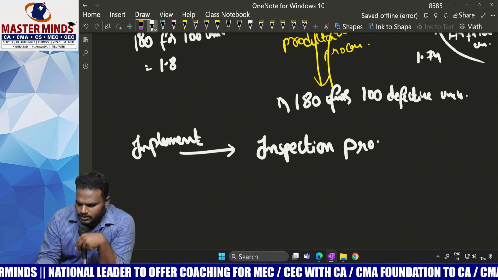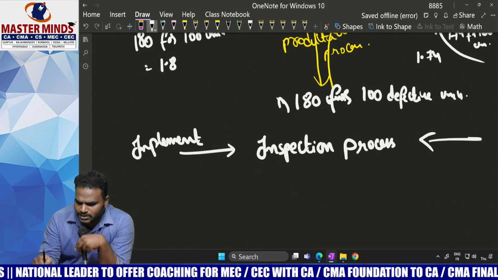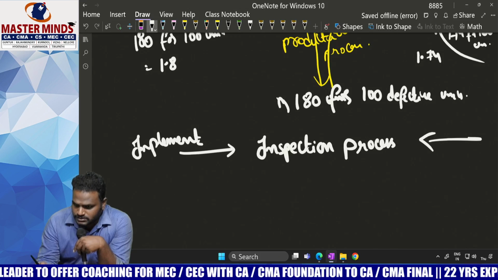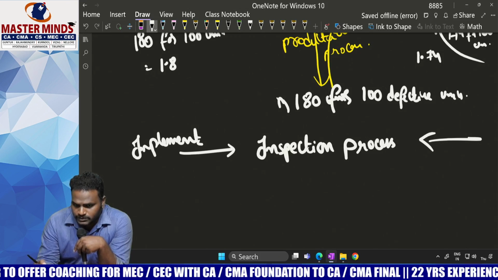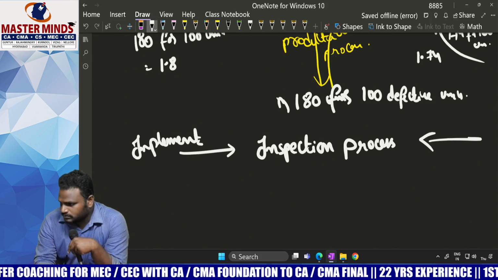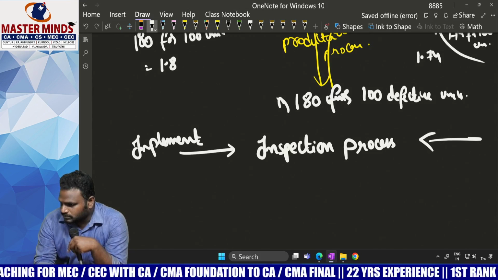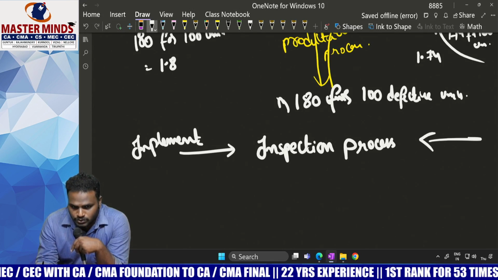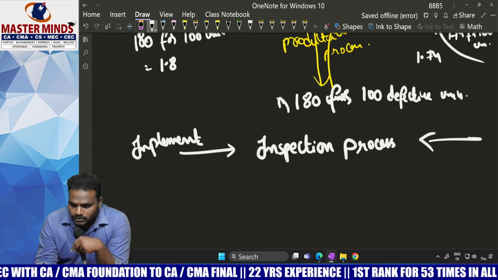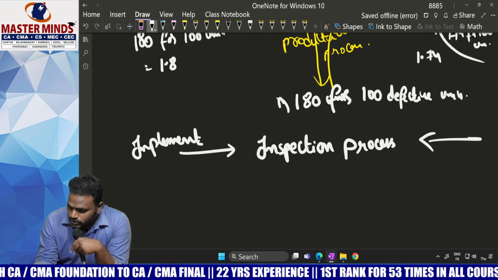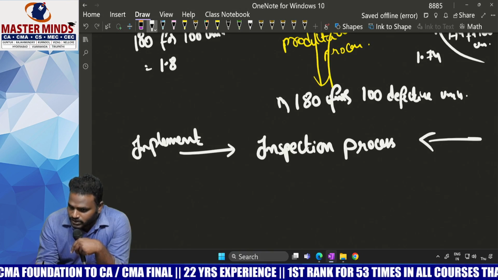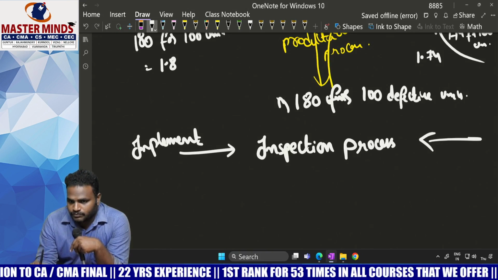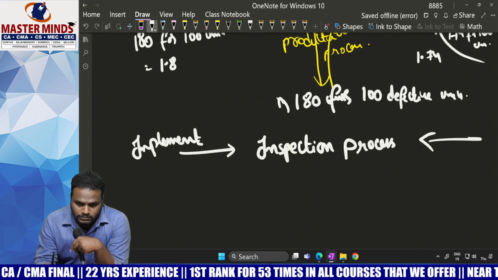Why am I explaining like this? During the examination, when you face a new question, this is a way to interpret the question. Do you understand what I'm saying? Whenever in future you face any new question, this is a way to read the question. At least 50% you will do correct.